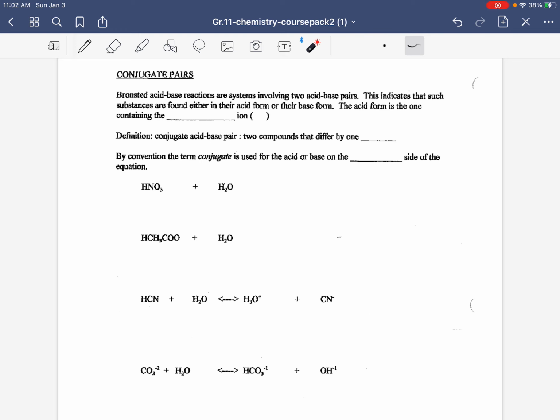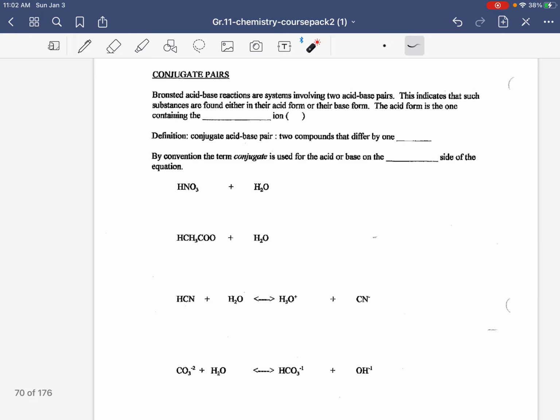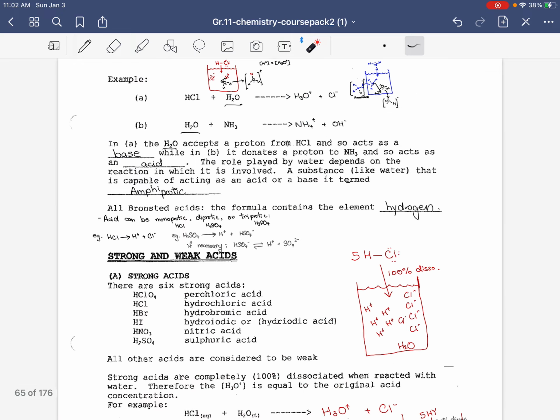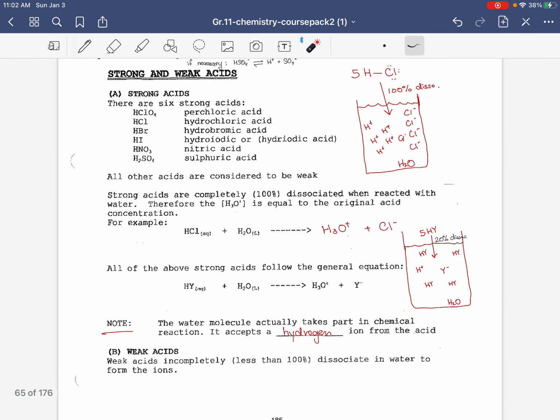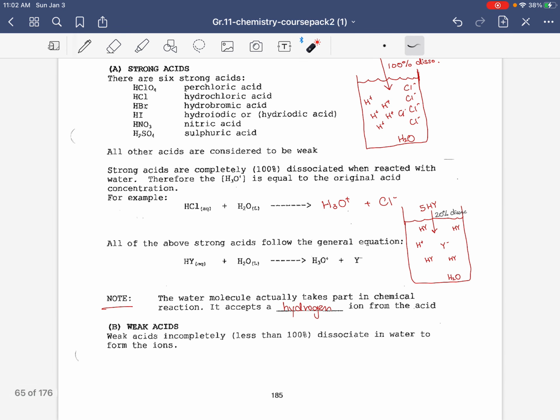So now that we know the difference between a weak acid versus a strong acid, let's take a look at conjugate pairs. Oh, let me do one more thing first. Let's go back to weak acid. This is actually very important. What makes an acid weak?